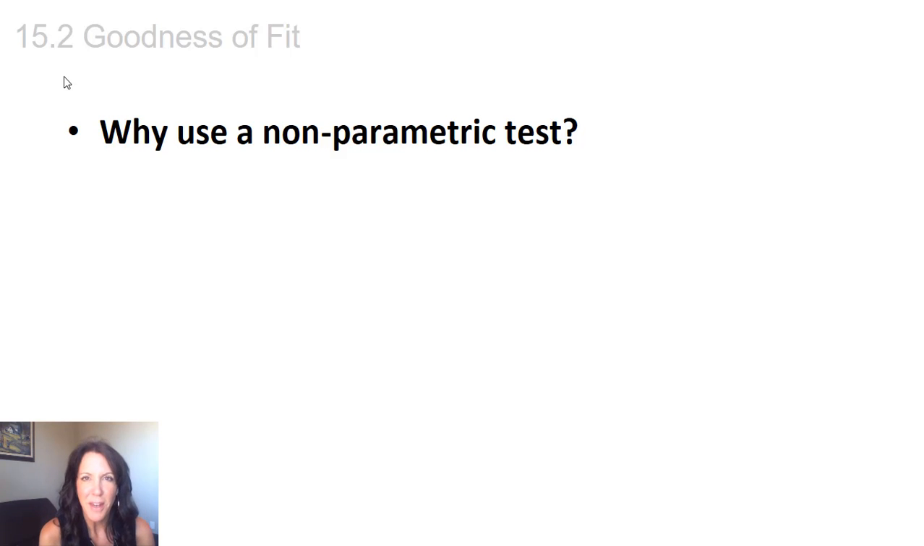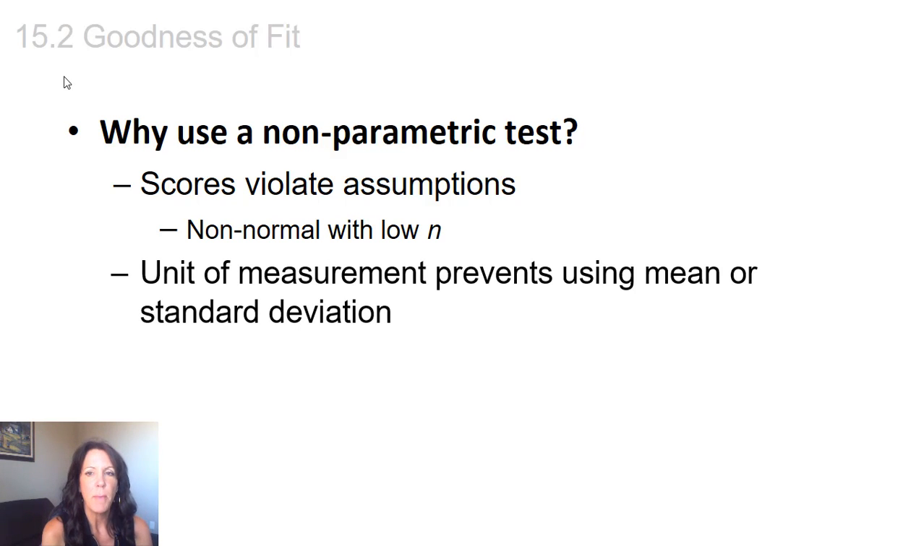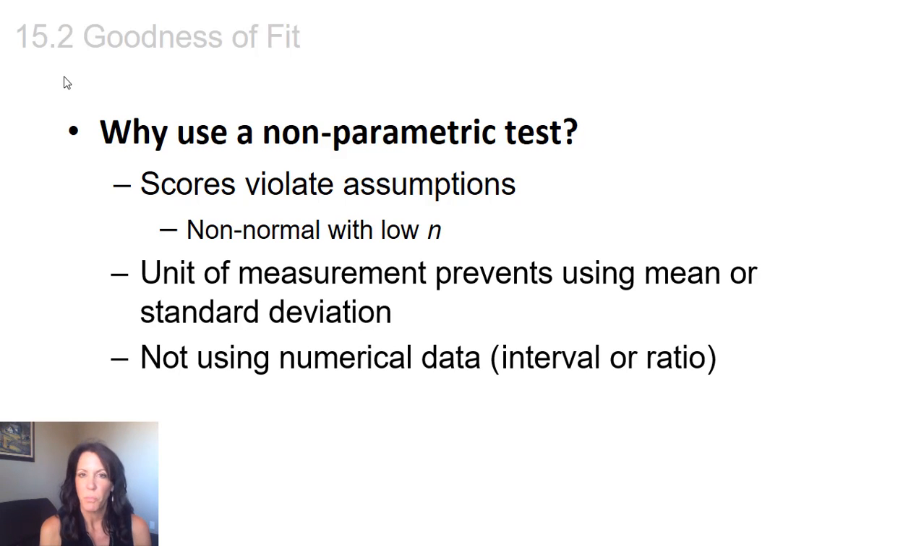So why do we use a nonparametric test again? Well, remember, sometimes our scores violate the assumptions of a parametric test. Maybe our data are non-normal and we have a low n. Or maybe the unit of measurement prevents us from using the mean or standard deviation. Maybe it's nominal or ordinal data. So maybe we're not using numerical data, in other words. And then for ease and convenience, nonparametric tests are pretty simple, as you'll see.